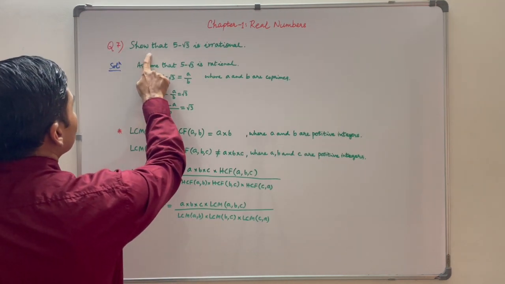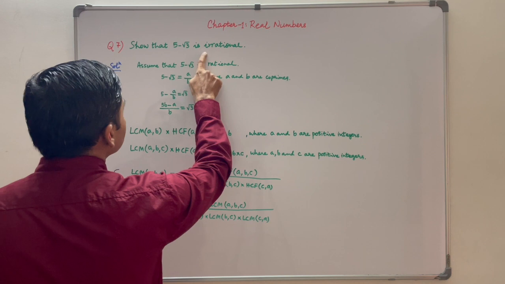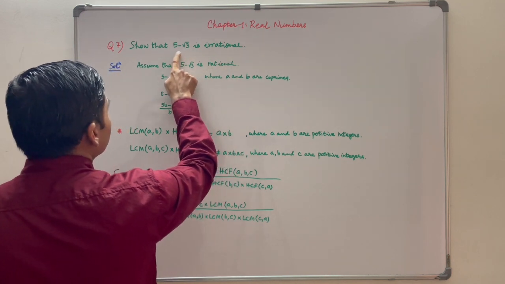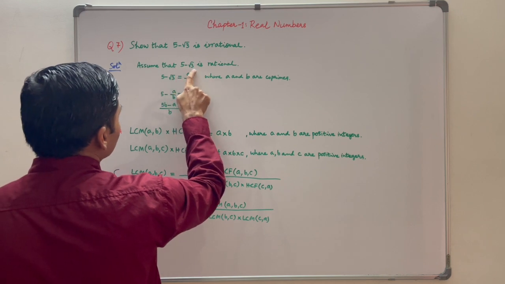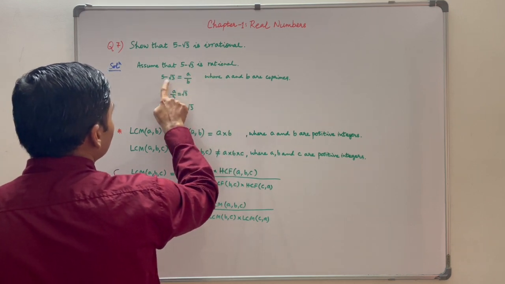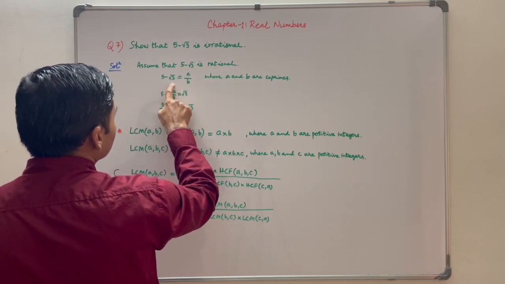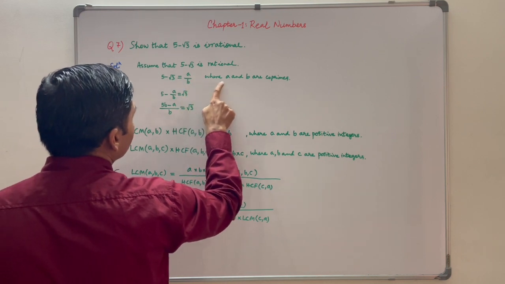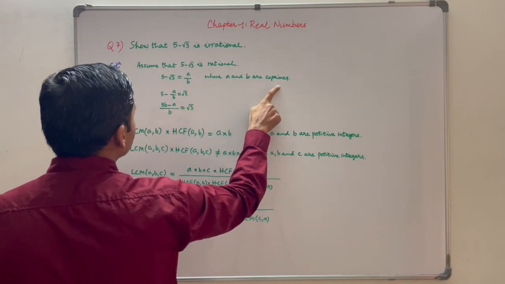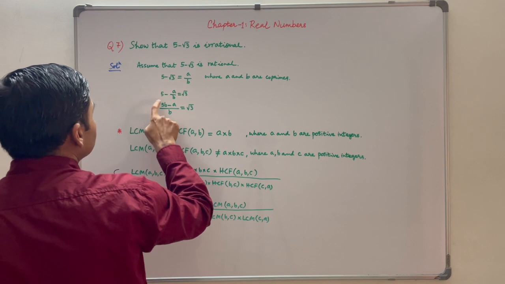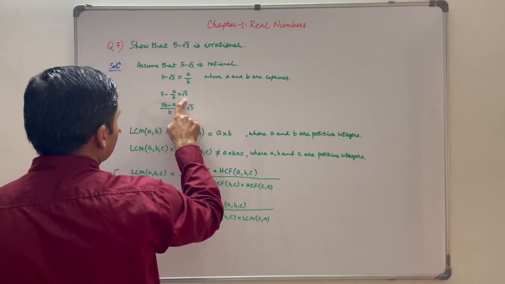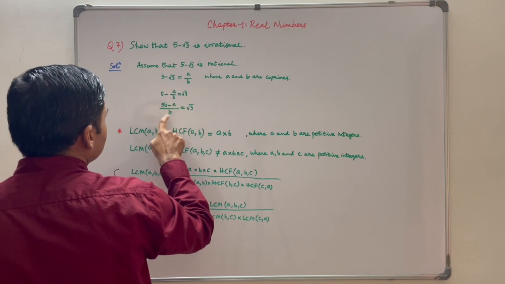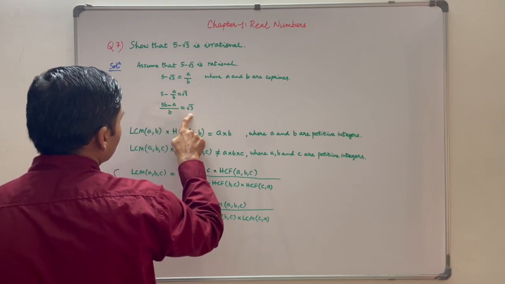Seventh question, show that 5 minus root 3 is irrational. Again, we will apply the method of contradiction. Assume that 5 minus root 3 is rational. So it can be written as 5 minus root 3 is equal to A by B, where A and B are co-primes. So changing the sides, 5 minus A by B is equal to root 3, or 5B minus A upon B is equal to root 3.